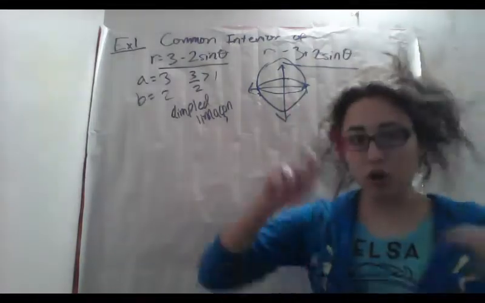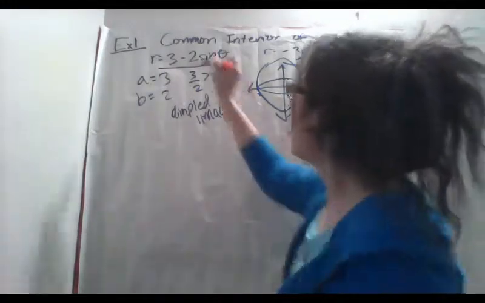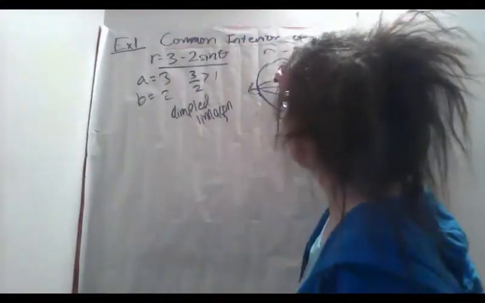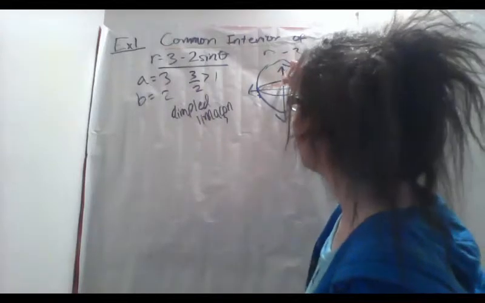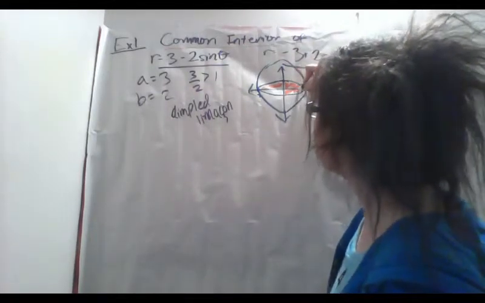So, first we need to color in what we're actually looking for. So I'm going to switch to orange. Okay? So we're looking for the common interior. That's right here. This part. Let's pretend like I can color in correctly. Right there.